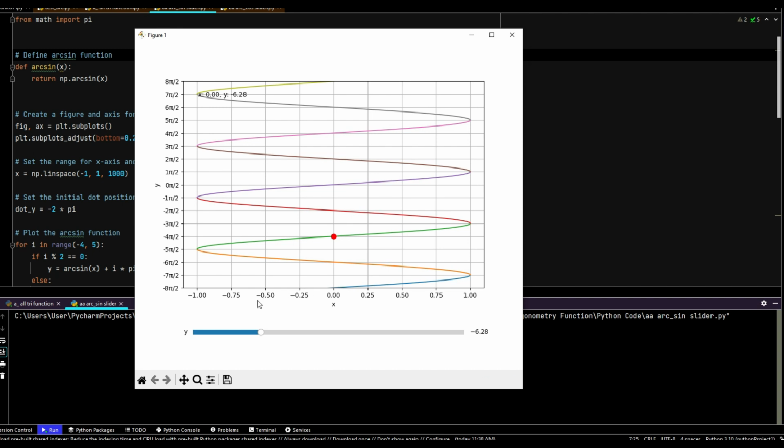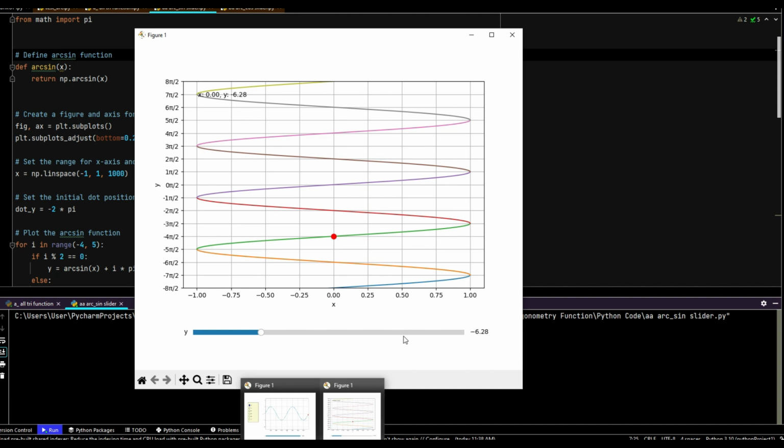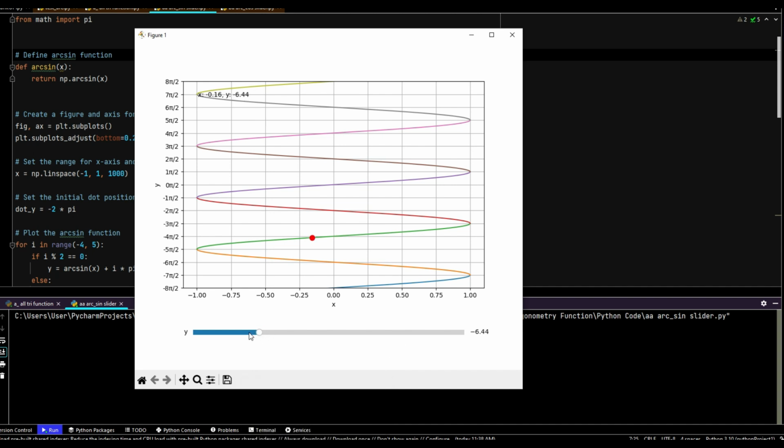If I give an input of minus 0.5, I get so many possible outputs, right? So how do we resolve it? With the help of a branch. So let me give an idea of a branch now. See, if I start from this value, that is minus 7 pi by 2, and move on to minus 5 pi by 2. So this slider helps me move along the y-axis. Vary the y coordinate and the x coordinate will be automatically calculated.